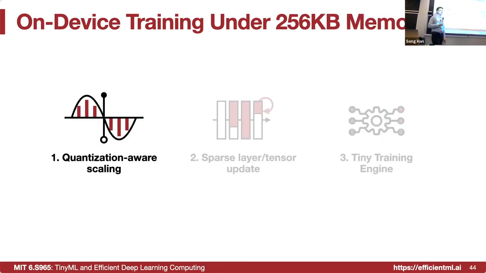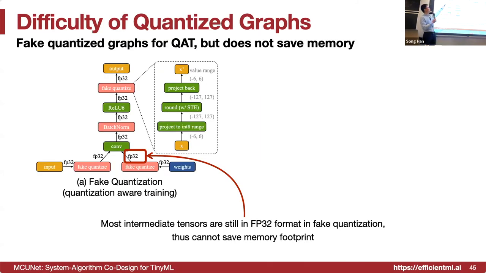So remember, we talked about quantization in the second chapter of our lecture, right? At that time, the beginning of the semester, we were talking about quantization for inference, right? We want to use int8 integers to represent the weights and activations. So what is more complicated here? We not only have weights and activations, but also we have the gradients, right?